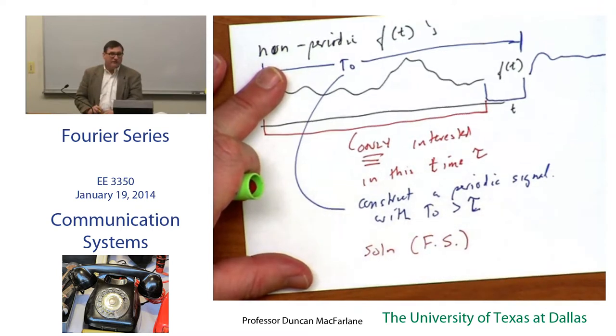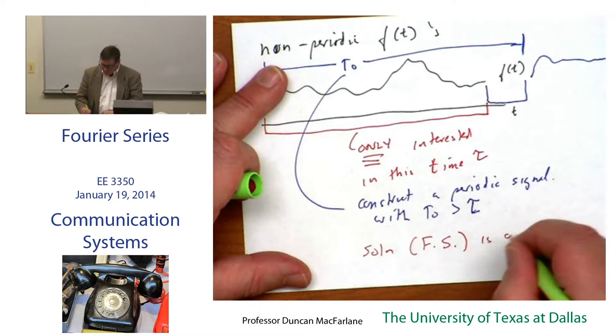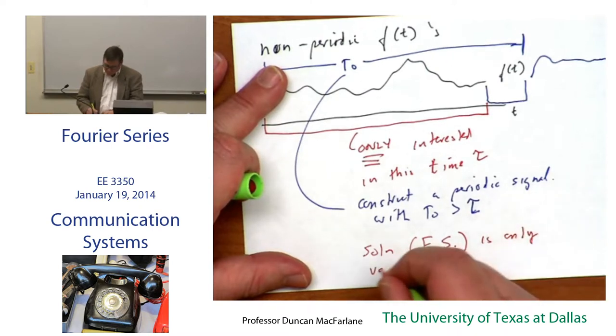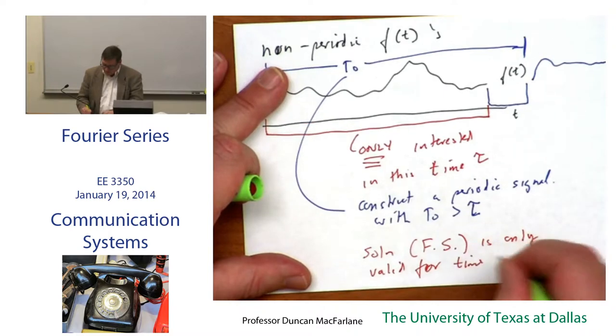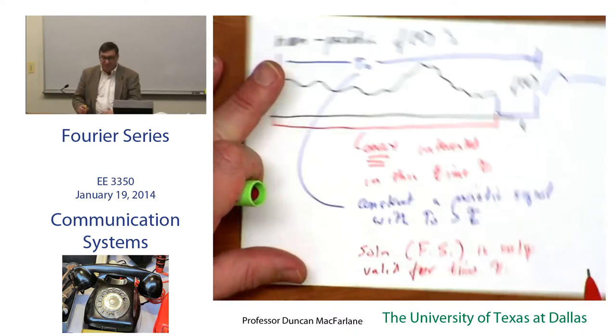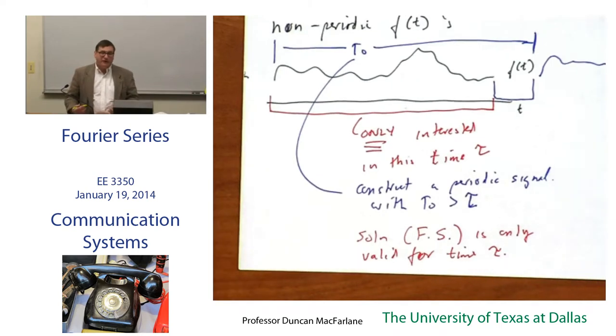Fourier series. The solution of the Fourier series is only valid for time tau. But that's okay, because we agreed at the very beginning of the problem what tau we were interested in.